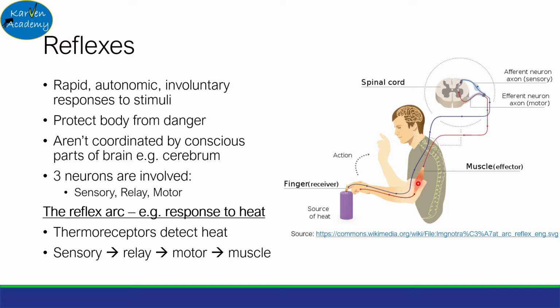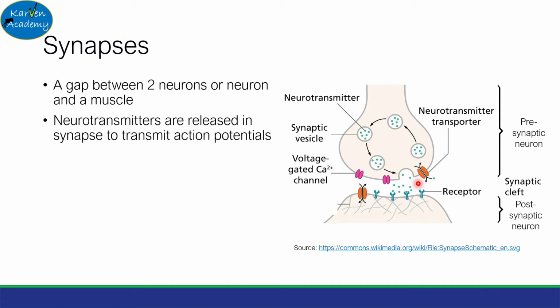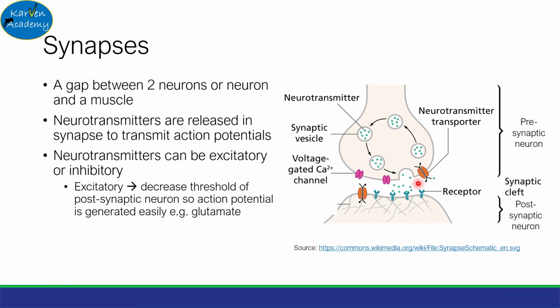So now let's have a look at synapses, the good old synapse from GCSE. Synapse is a gap between two neurons, or a neuron and a muscle, also called a neuromuscular junction. We'll learn about neuromuscular junctions later. Neurotransmitters are released in synapse to transmit action potentials, and the neurotransmitters can be excitatory or inhibitory. Excitatory neurotransmitters decrease the threshold potential of the postsynaptic neuron so that action potentials are easier to generate.